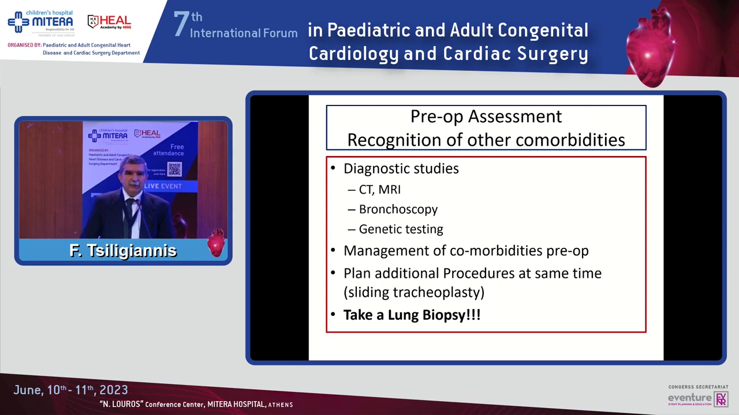So, in preoperative assessment of the congenital heart disease patient, we must bear in mind that we must recognize other comorbidities with diagnostic studies: CT, MRI, bronchoscopy, or genetic testing. We have to manage these comorbidities preoperatively. We have to plan additional procedures at the same time, like slide tracheoplasty in patients who have complete tracheal rings and tracheal narrowing. And we have to bear in mind that if we open the chest and have doubts about the presence of lung dysplasia, we have to take a lung biopsy.